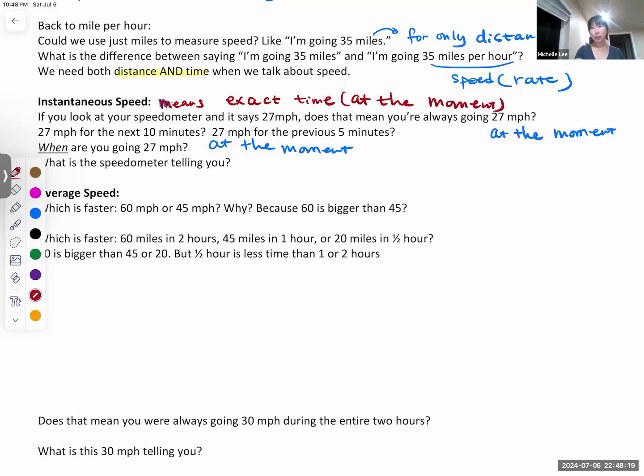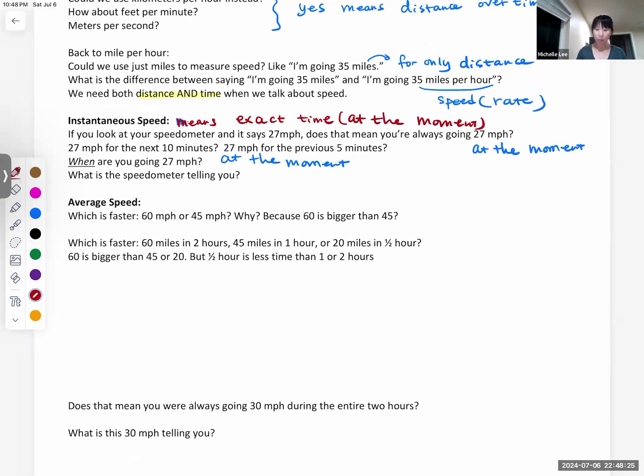How about average speed? Which is faster, 60 miles per hour or 45 miles per hour? We know 60 miles per hour is faster, because 60 is bigger than 45. Okay, now which is faster: 60 miles in 2 hours, or 45 miles in 1 hour?